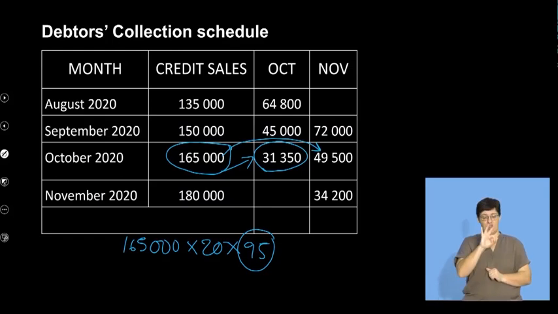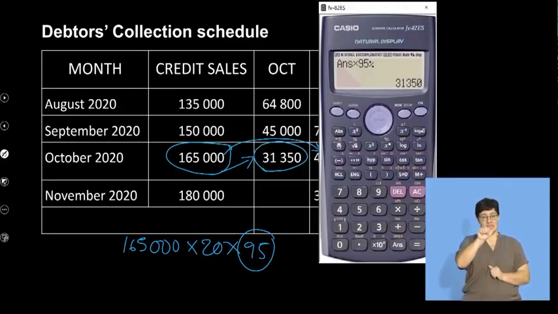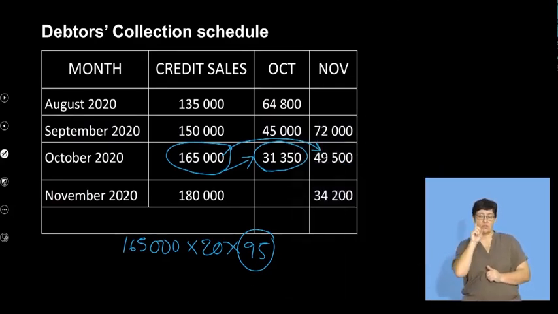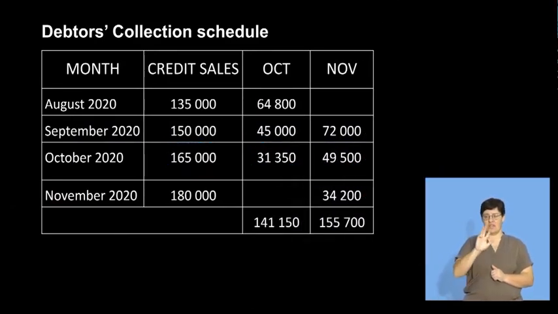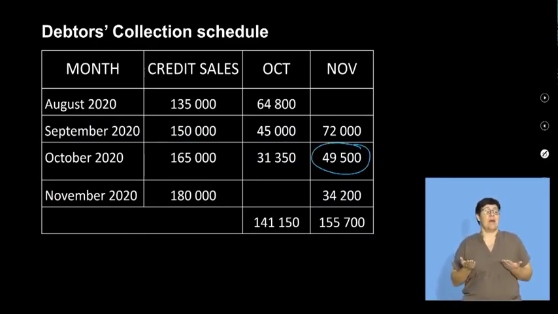Okay, then we went on to, still with the October one, but the impact on November, and we know that that is the 30%. So it's 165,000 times the 30%. Okay, and that should give a figure of 49,500. Let's check. There's my 49,500 that I'm expected to receive in November based on my October sale.